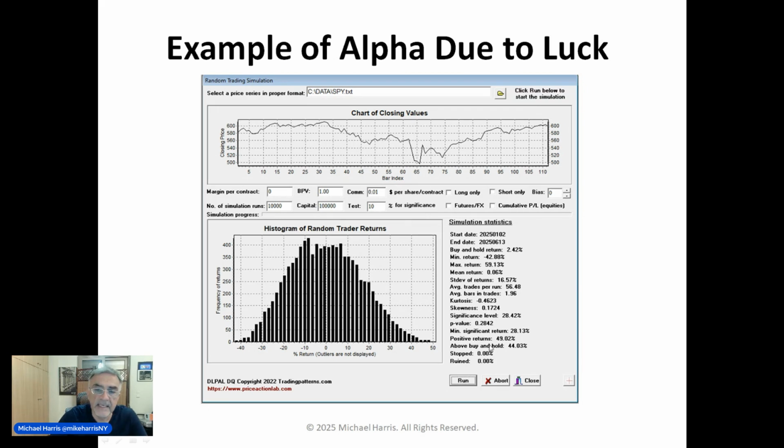So this is the result of the simulation. So we go from the example of alpha due to luck, and it happens all the time, and traders who are lucky think they have skill when in reality they were lucky.